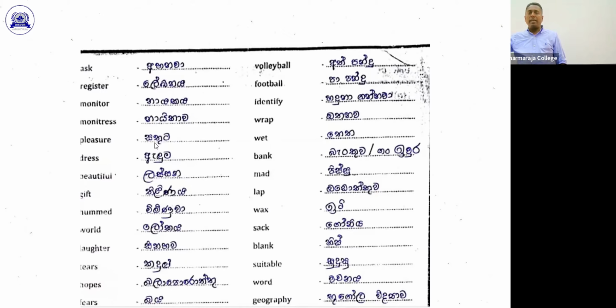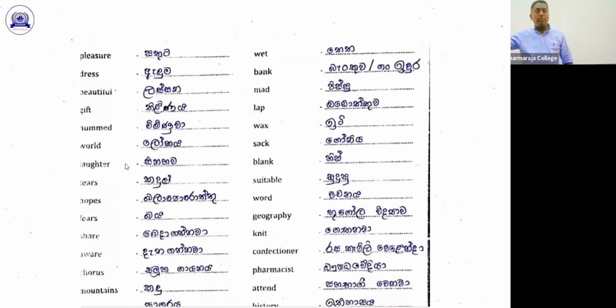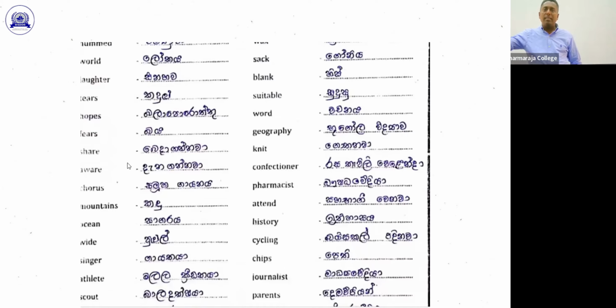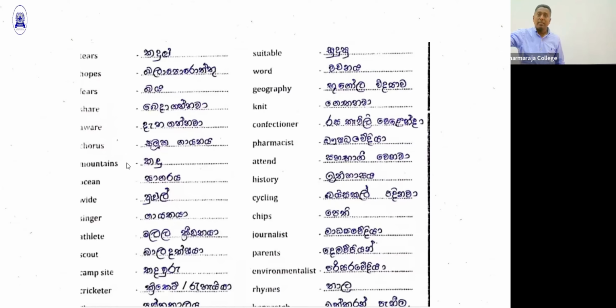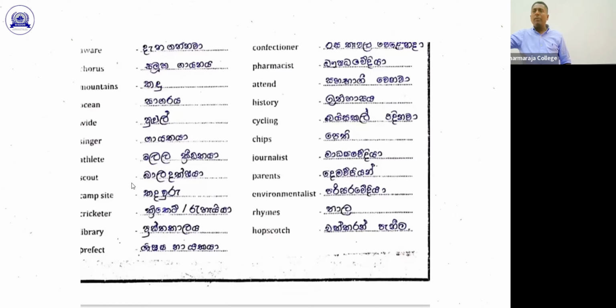Monitor, monitress, pleasure, dress, beautiful, gift, world, laughter, tears, hopes, fears, chair, aware, chorus, mountains, ocean, white. Singer, singers. You have for the lesson, gender nouns. Athlete. Scout, a girl guide. Campsite.